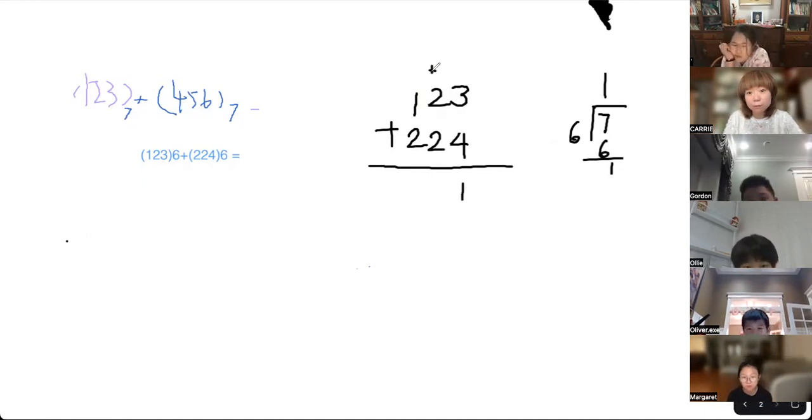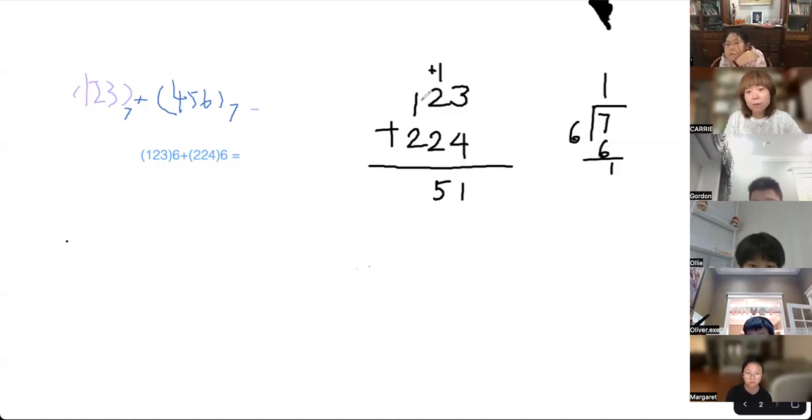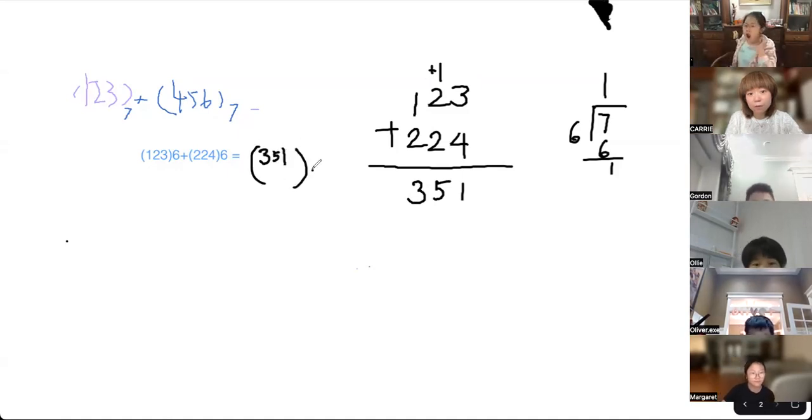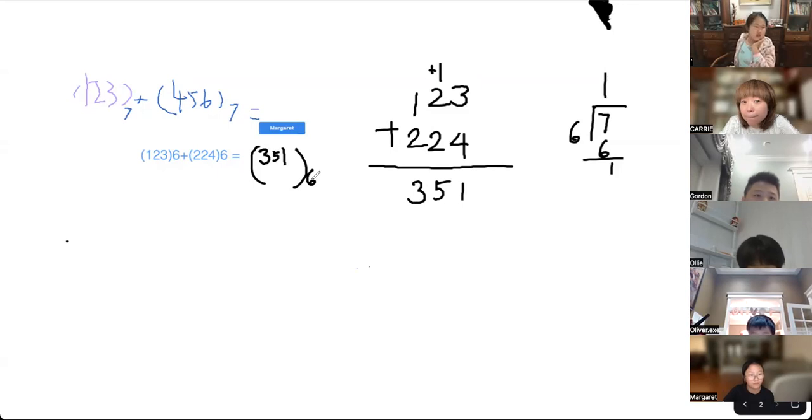So 2 plus 2 equals 4. 4 plus 1 equals 5. Right? So 1 plus 2 equals what? Equals 3. So 351 is the answer. And don't forget the bracket. Everybody understood? Clear? Okay, good job.